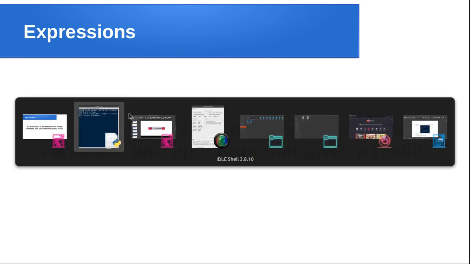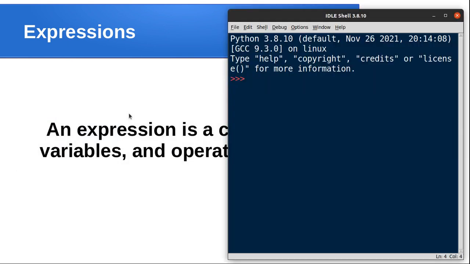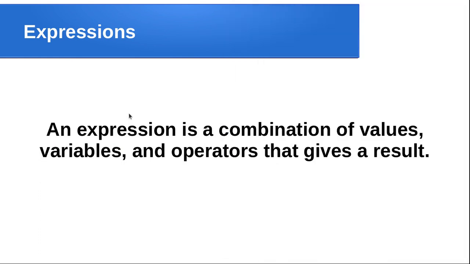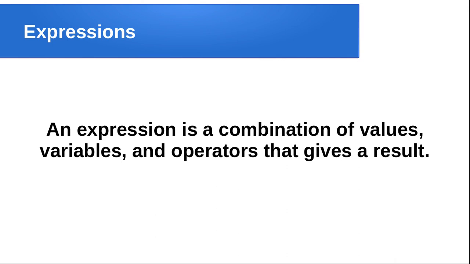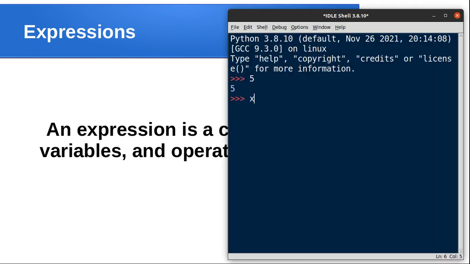Let me explain with an example. Consider this expression. The first one: an expression can be a combination of values. If you press 5 and press enter, 5 is a value, and this is considered an expression. Next, variables. For example, I am updating x is equal to 10, press enter. Now type x, again press enter. You can view the result. The meaning of that expression, x is equal to 10, is that the value 10 is assigned to the variable x.